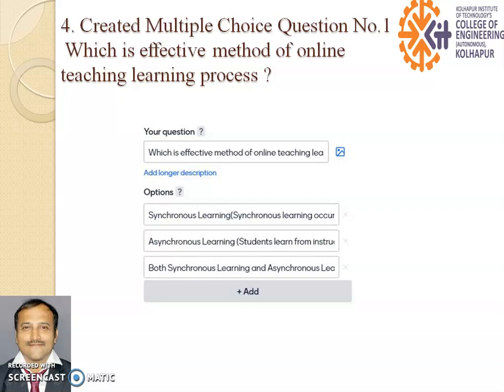Asynchronous learning, where you need not always be online, but predetermined videos, meaning recorded videos, can help the student to learn and understand the concept. Students can respond according to their own time, and they can learn by doing, as well as understand things at their own pace. The third option is both synchronous learning and asynchronous learning. Both ways are useful or effective. So this is my question number 1.